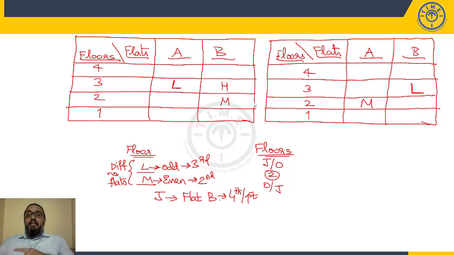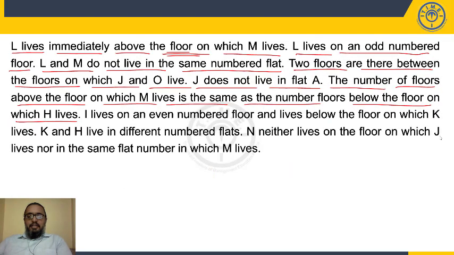Now very similarly, in the other possibility, H is going to come on the third floor. Same thing. Since M is on the second floor, above the second floor you have two floors, so H should come on the third floor such that below the third floor you have two floors. Understood that point?